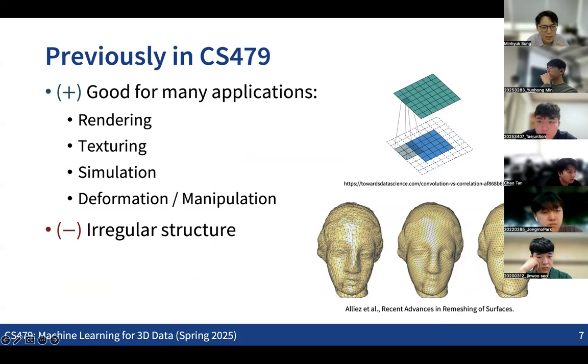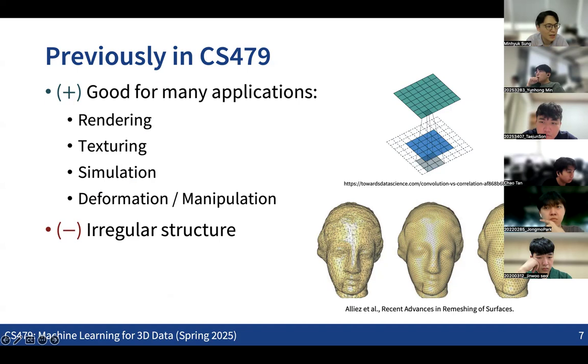Having this kind of explicit representation might be much better. For rendering, having the mesh is also very good. For texturing, to define some color information or material information over the surface, having this explicit surface representation might be much better. And also for many physics simulation applications, the mesh can basically be used.